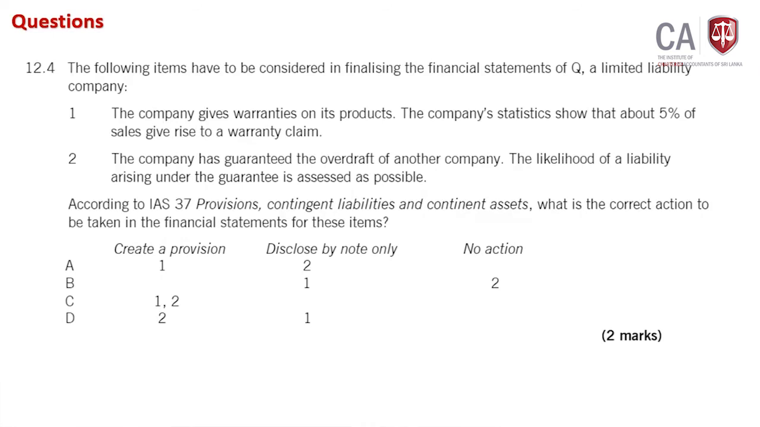Question number 4. The following items have been disclosed, the following items have to be considered in finalizing the financial statements of Q, the limited liability company. The question is this: according to LKAS 37, provisions, contingent liabilities, contingent assets, what is the correct action that they need to take for these two items? There are two items, they are asking for the correct accounting treatment, right?